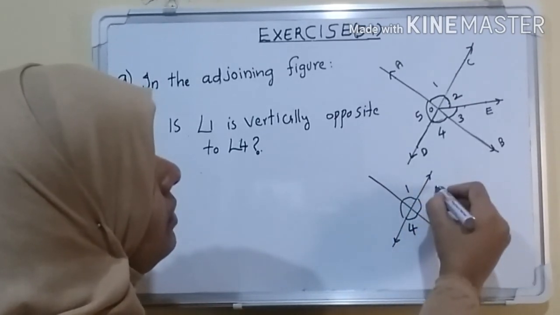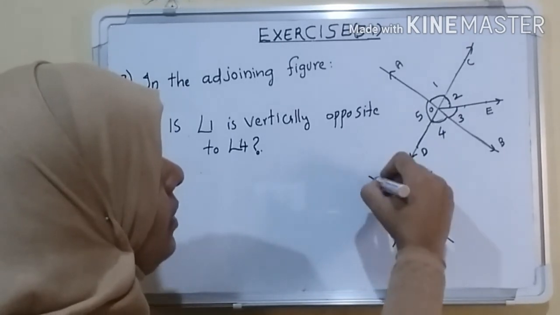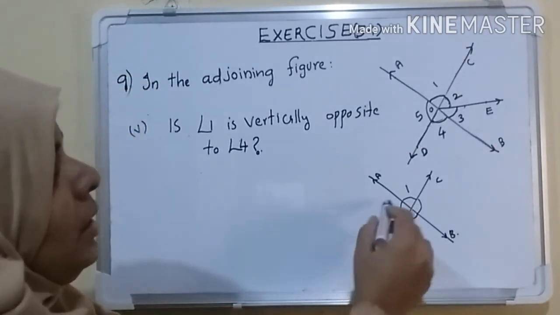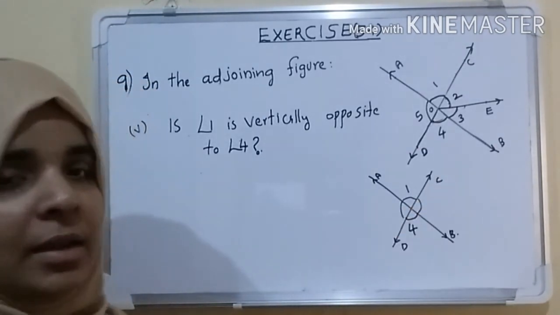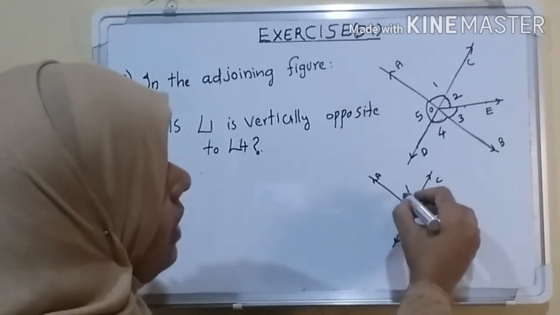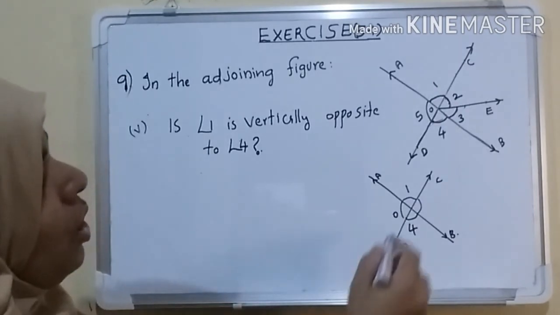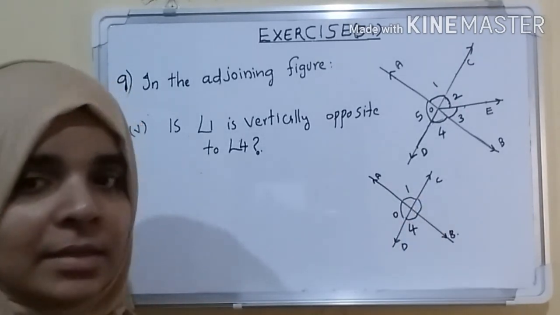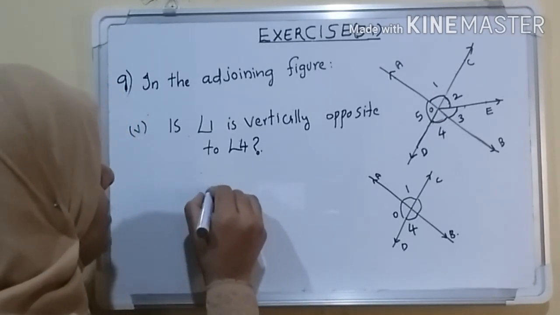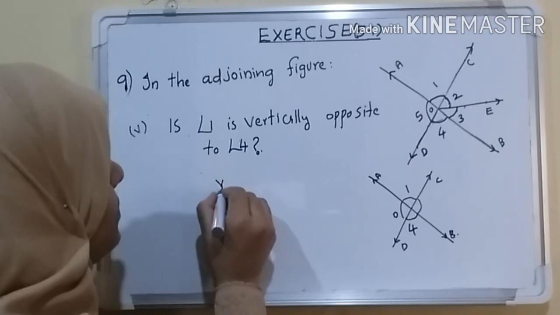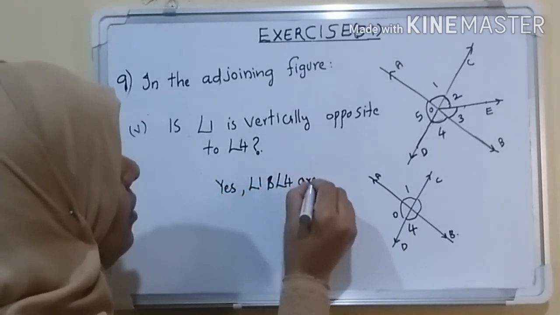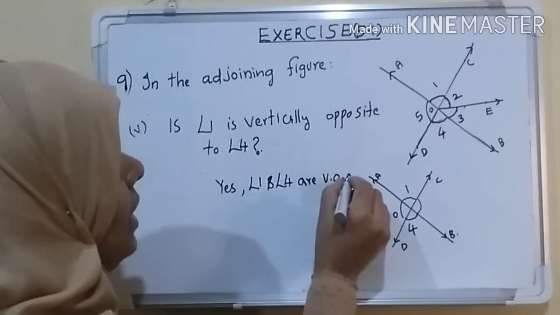The lines are CD and AB. Here the lines AB and CD intersect at a point O. Then angle 1 and angle 4 are opposite angles. So we can say that angle 1 and angle 4 are vertically opposite angles. So our answer is yes. Angle 1 and angle 4 are vertically opposite angles.